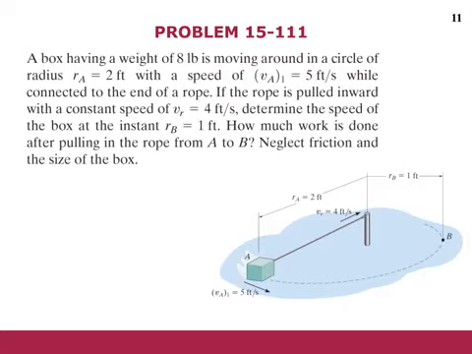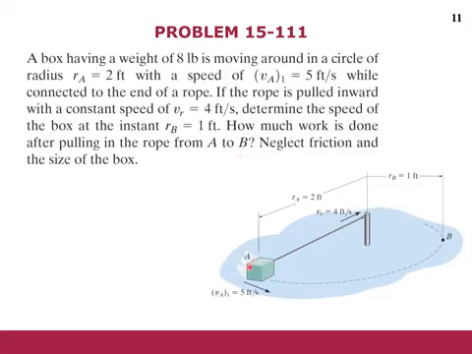Now let's solve the last problem of chapter number 15, which is 15-111, in which we have a box which is being pulled in a radial direction with some radial velocity of 4 feet per second. When it is at point A, it has a velocity of 5 feet per second, and after some time its radius reduces and it reaches a radius of 1 foot at point B. So we have to calculate the amount of work which is needed to pull the rope from A to B. And in this problem we have neglected the friction and the size of the box.